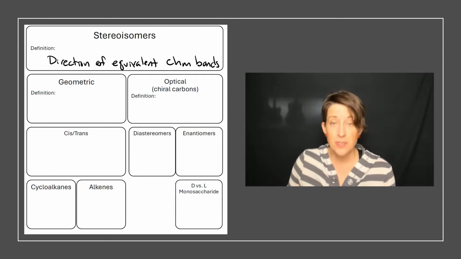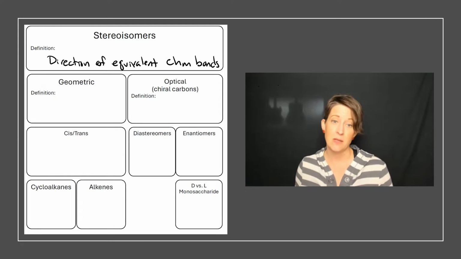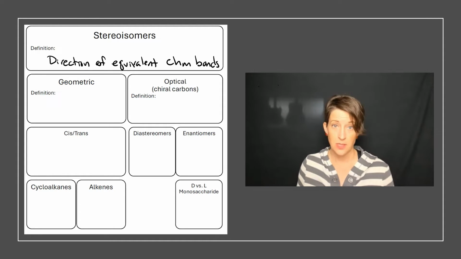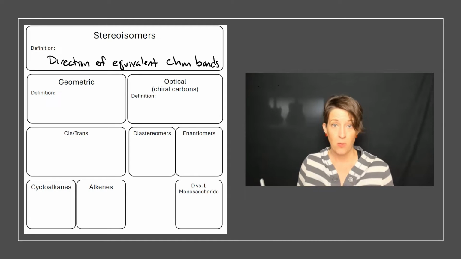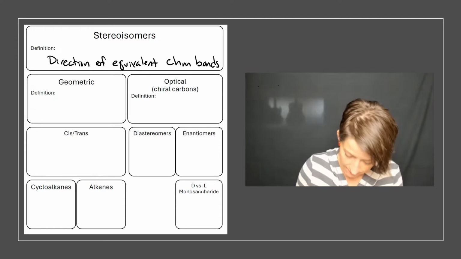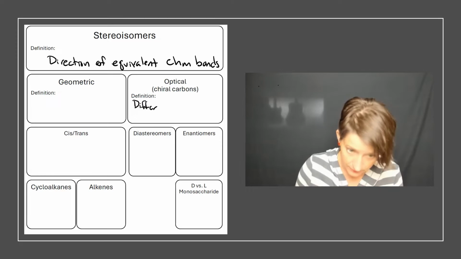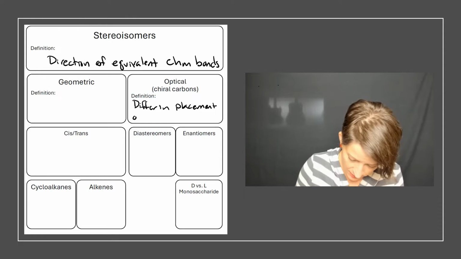We have already talked about geometric isomers. These are going to be our cis and trans isomers. We are now going to be focusing on our optical isomers, also known as chiral carbons. What makes optical isomers is the difference in placement of a substituted group.